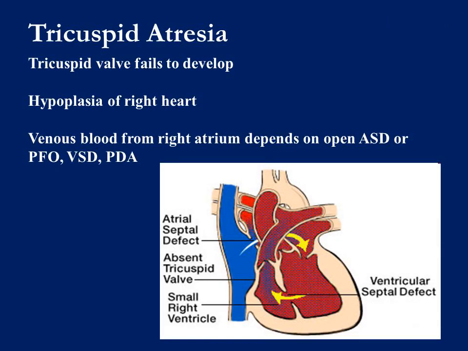52. Tricuspid atresia. Tricuspid valve fails to develop. Hypoplasia of the right heart. Venous blood from the right atrium depends on an open ASD or PFO, VSD, and PDA.